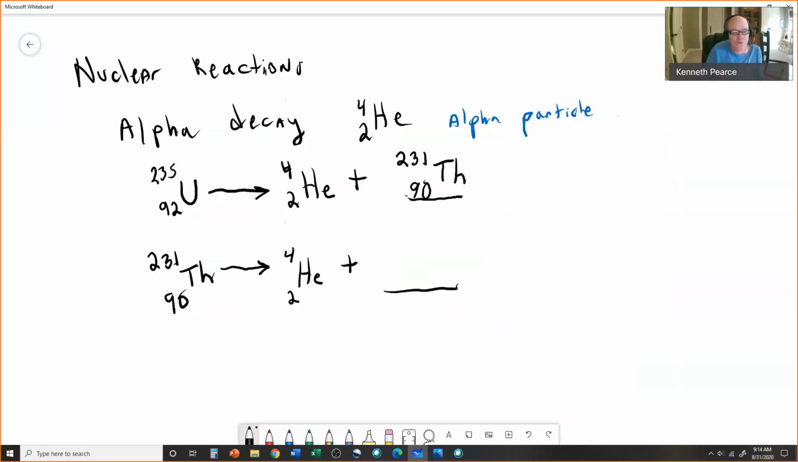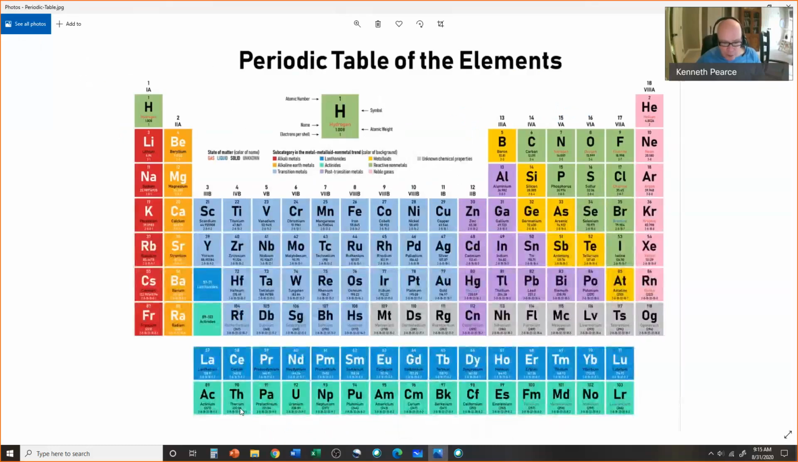So say what plus 4 gives me 231, and that would be 227. 227 plus 4 gives me 231. And then we say what plus 2 gives me 90, and that would be 88. And so we look on our periodic table and we find element number 88. And we look and we see that element number 88 is, where is he? It is Ra, radium. Ra, radium. That's element number 88.